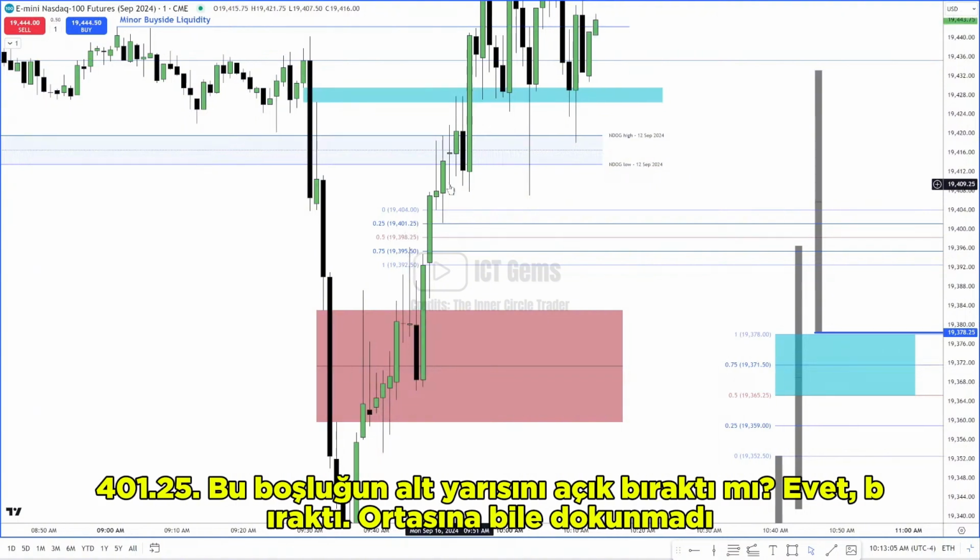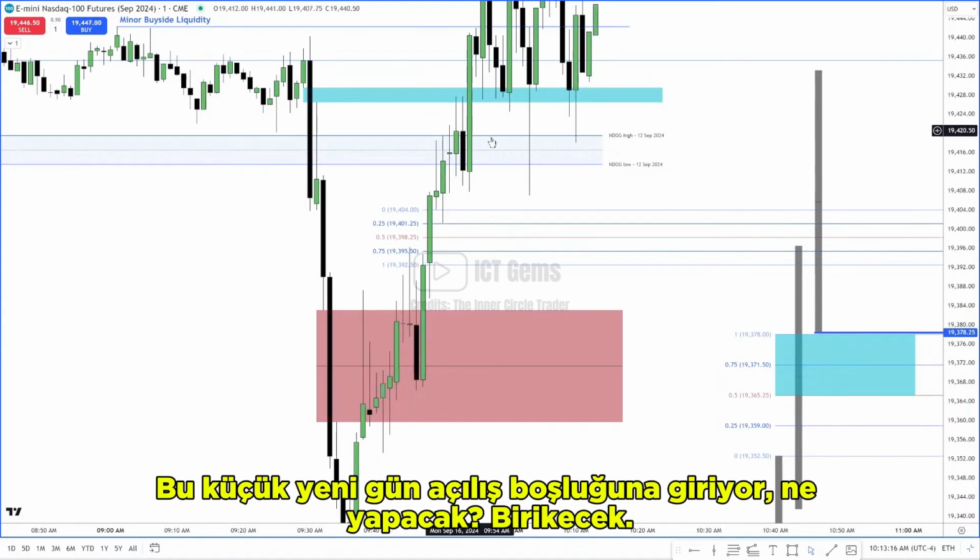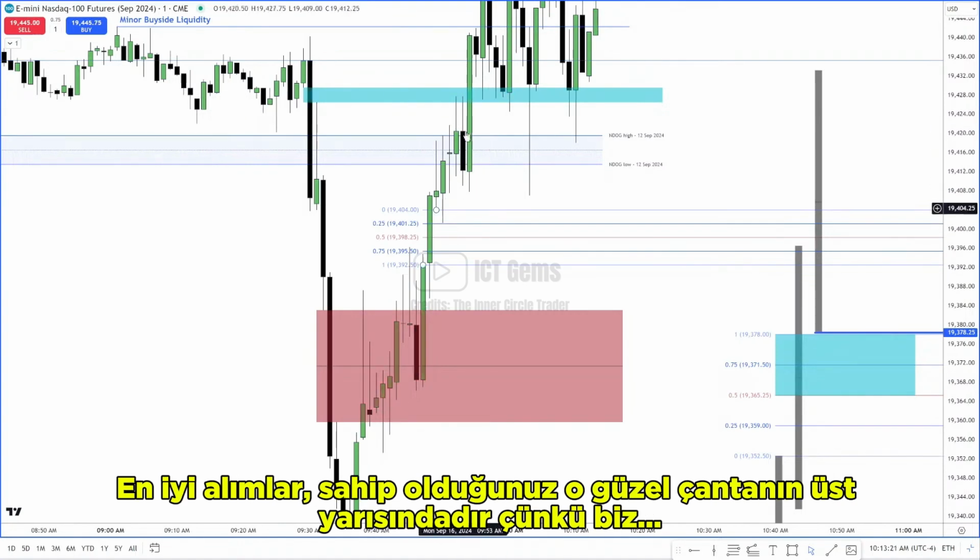What is the low of that candlestick? 401.25. Did it leave the lower half of that gap open? Yes, it did. It didn't even touch the middle consequent encroachment level. So what does that mean? It's bullish. So that means you can trust that once it gets into this little new day opening gap up here, it's going to do what? It's going to accumulate. It's going to roll higher.